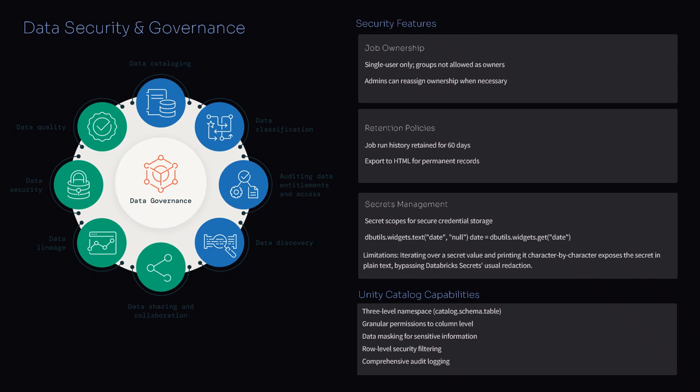Unity Catalog provides fine-grained access control with a 3-level namespace: catalog, schema, and table, including granular permissions down to the column level. You'll want to know how to apply data masking, row-level security, and auditing to meet compliance requirements.